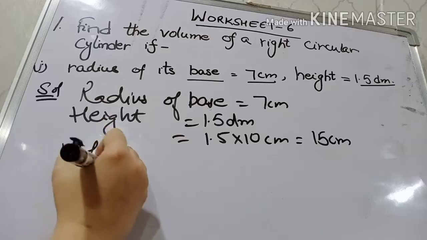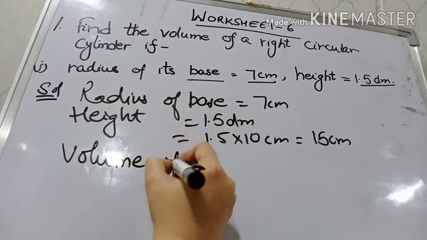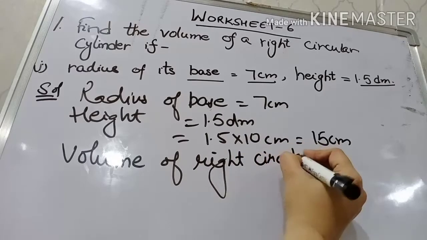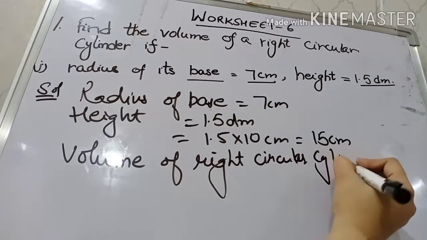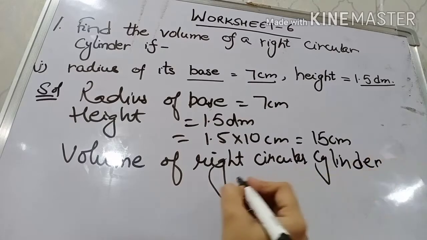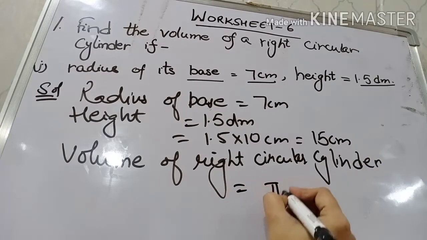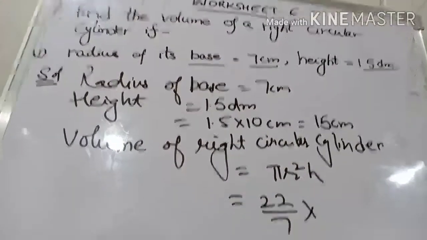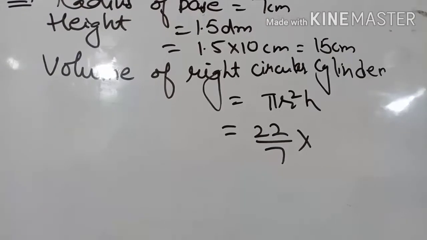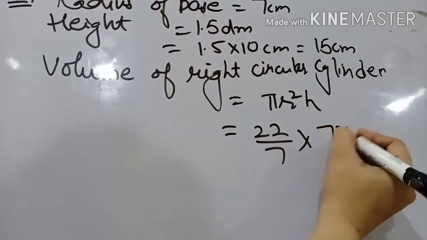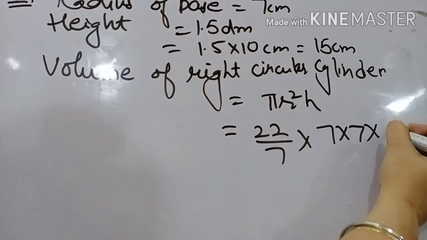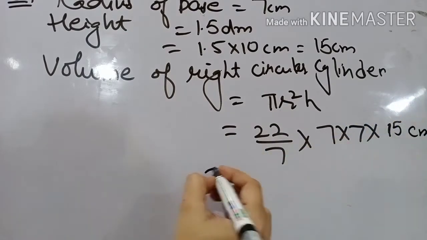We know the volume of a cylinder. Volume of right circular cylinder is equal to pi r square h. Pi value is 22/7. Radius, you were having 7 centimeter. So 7 square means 7 into 7. And height 15 centimeter. So volume is in centimeter cube.